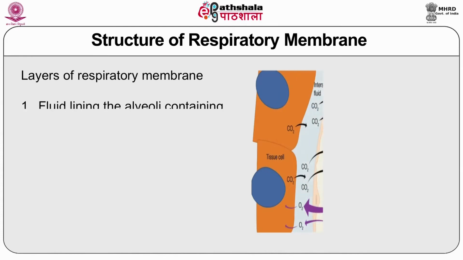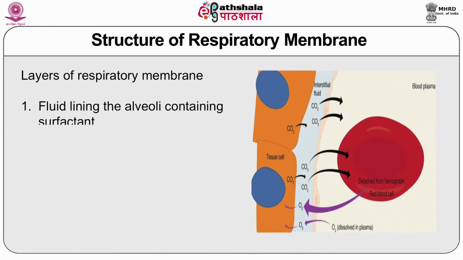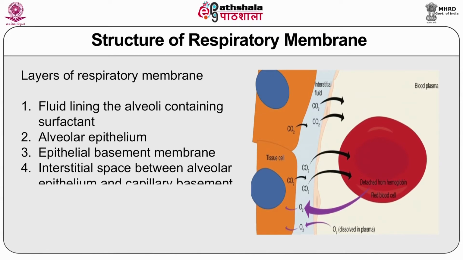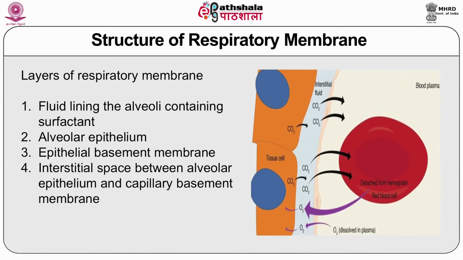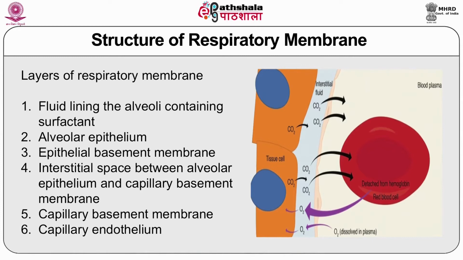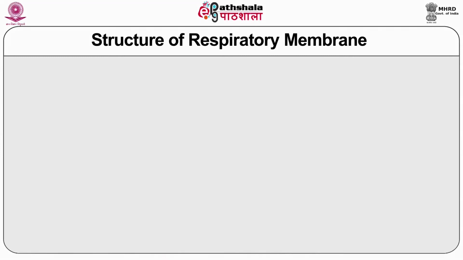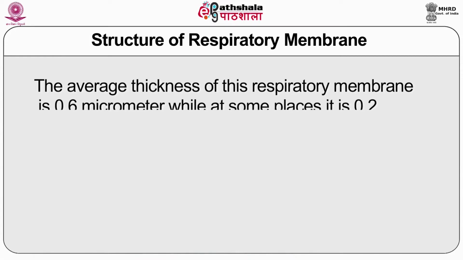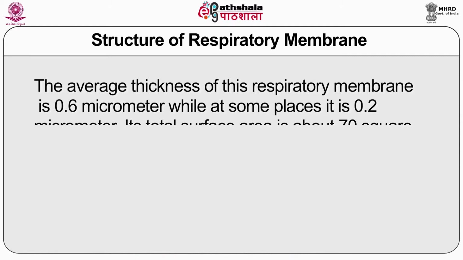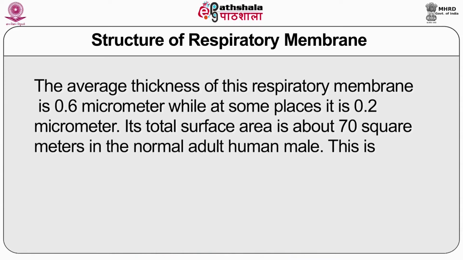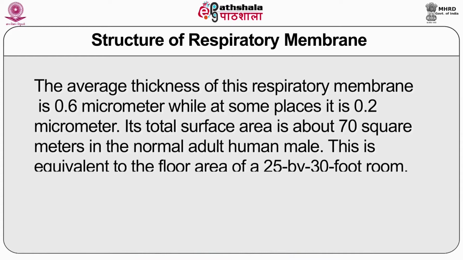The layers consist of fluid lining the alveoli containing the surfactant, alveolar epithelium, epithelial basement membrane, interstitial space between alveolar epithelium and capillary basement membrane. Next is capillary basement membrane and it is followed by capillary endothelium. The average thickness of this respiratory membrane is 0.6 micrometer, while at some places it is as little as 0.2 micrometers. Its total surface area is about 70 square meters in the normal adult human male.